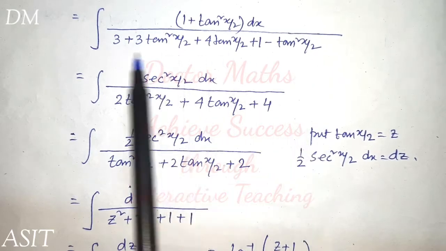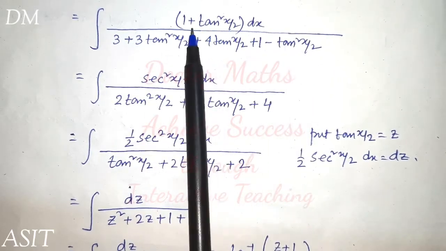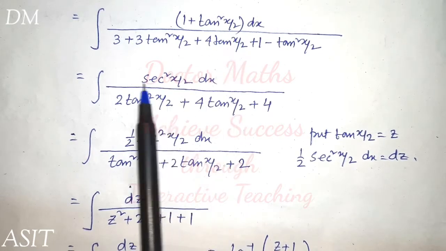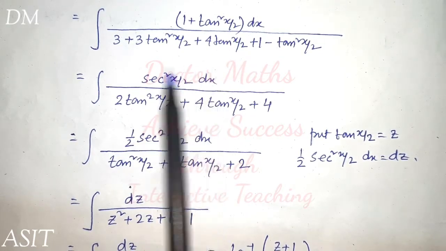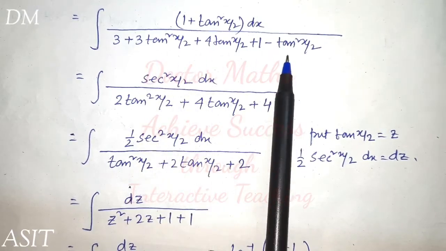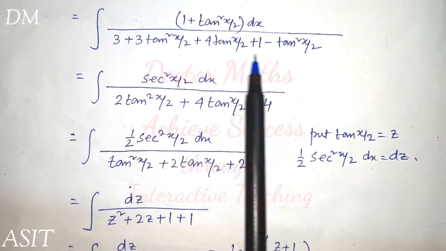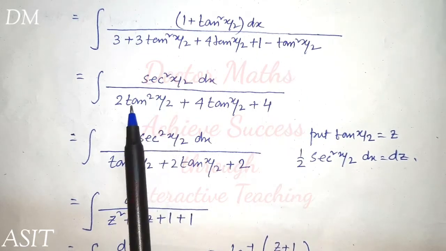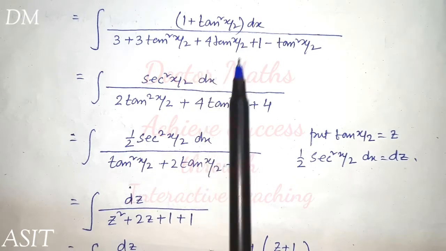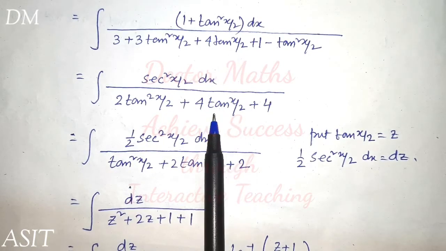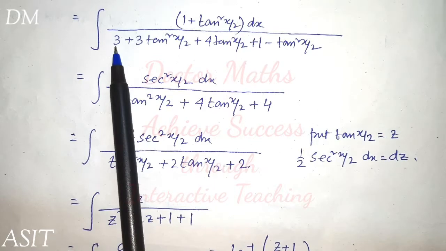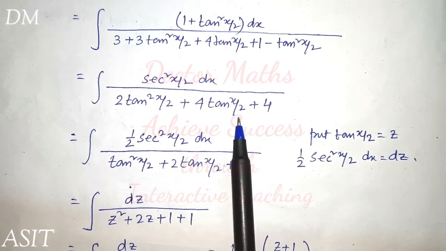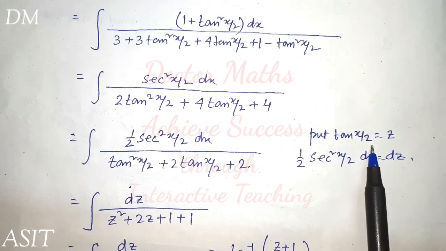Now we need to simplify, and we will write 1 plus tan square x by 2 as secant square x by 2. So this is secant square x by 2 dx. Now if I simplify these terms, 3 tan square x by 2 minus tan square x by 2 will become 2 tan square x by 2, plus 4 tan x by 2, only one single term, so it will be as it is. Then 3 plus 1 will become 4. Now we can put tan x by 2 as z.